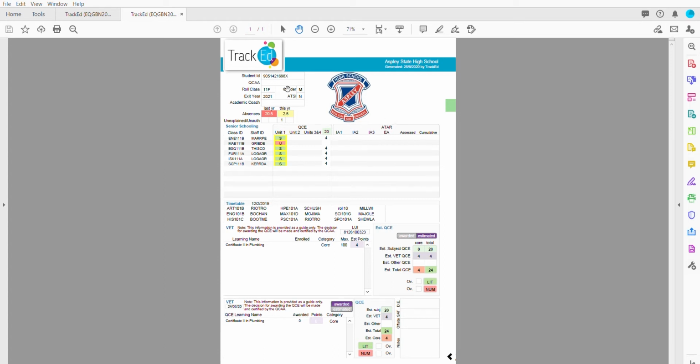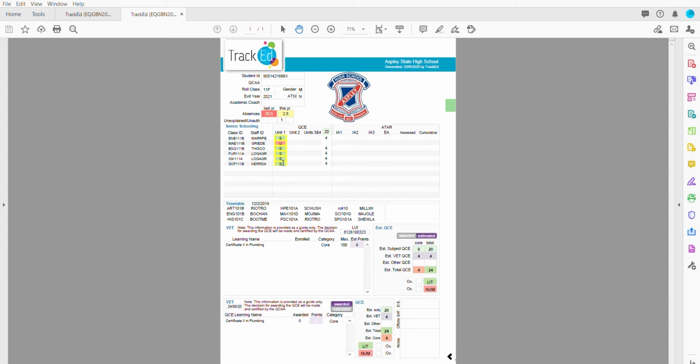First of all, the top section of the report contains information in relation to absences at the point in time that a TrackEd report was generated. The next section will also show all of the subjects that a student has studied over the courses of Year 11 and 12. For example, in the one that's currently on screen, you will see that there is information for Unit 1 only. So this is a report for a Year 11 student.